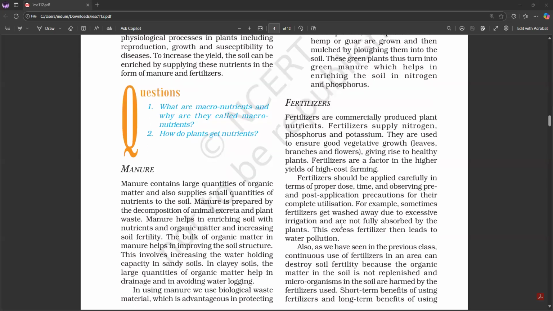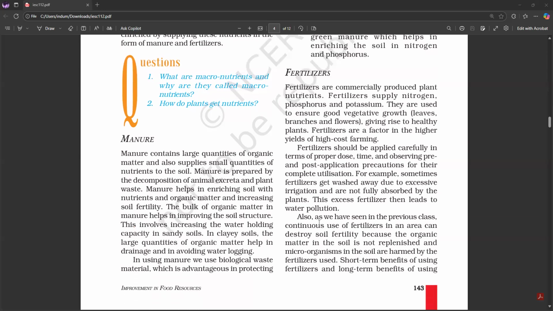Fertilizers. Fertilizers are commercially produced plant nutrients. Fertilizers supply nitrogen, phosphorus, and potassium. They are used to ensure good vegetative growth, leaves, branches, and flowers, giving rise to healthy plants. Fertilizers are a factor in the higher yields of high cost farming.